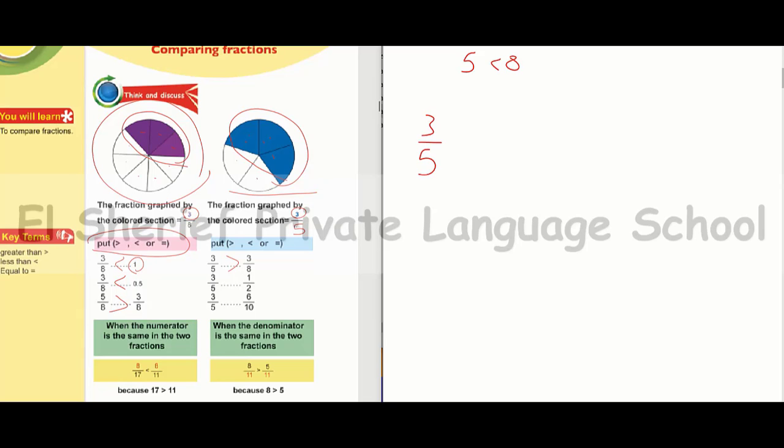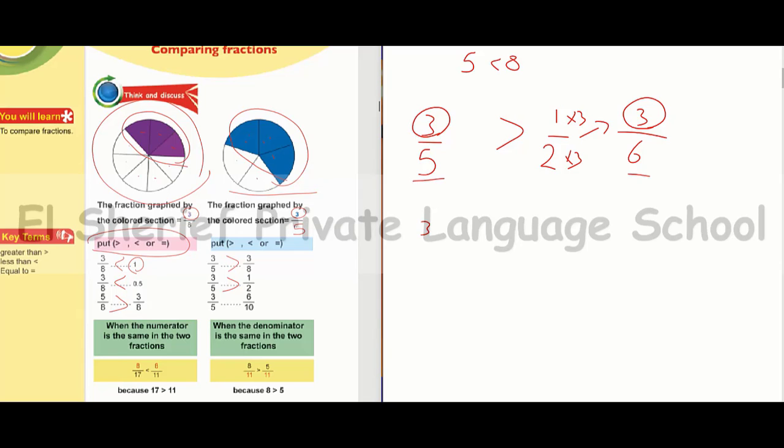3 over 5 and half. We can make this fraction equal: 1 multiplied by 3 and 2 multiplied by 3. 1 by 3 equals 3, 2 by 3 equals 6. Now we have the same numerator, so the smallest denominator gives me the greatest fraction. So 5 is less than 6, so 3 over 5 is more than 3 over 6. That means 3 over 5 is more than half.